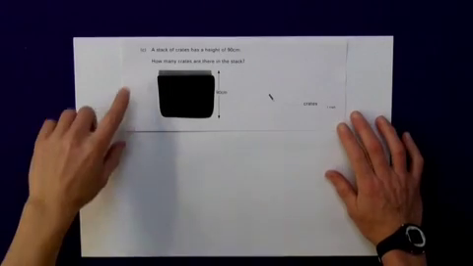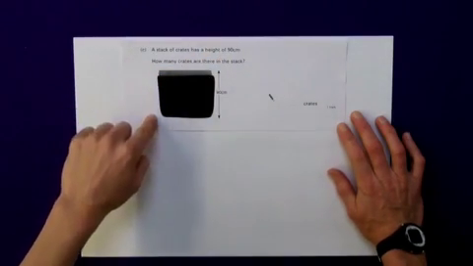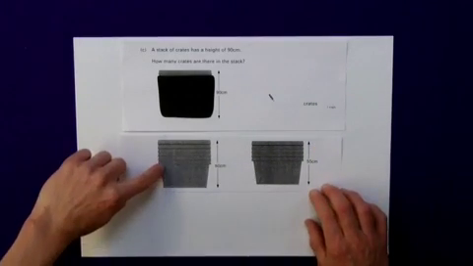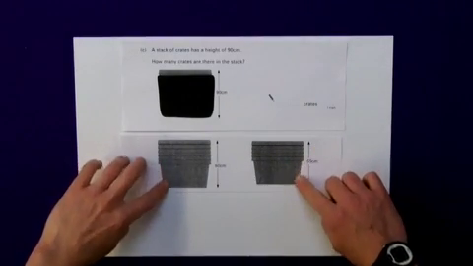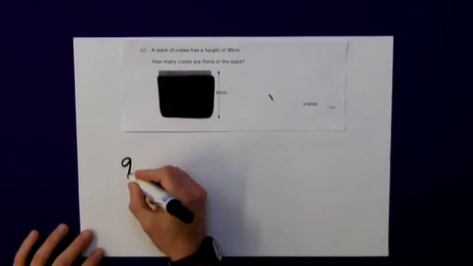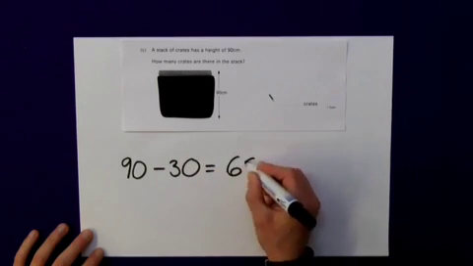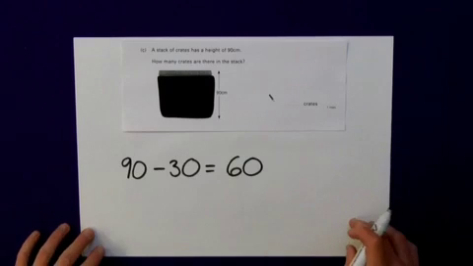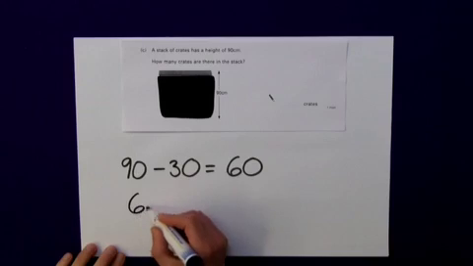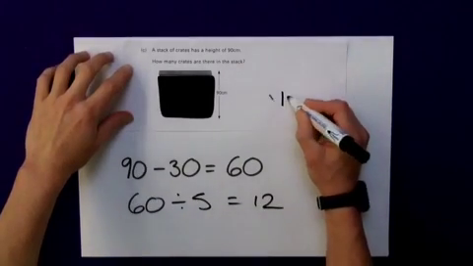The final part of this question asks, a stack of crates has a height of 90 centimetres, how many crates are there in the stack? Well, it's important to remember that no matter how many crates are actually in the stack, the base section always equals 30. So, if the total height is 90, and our base is always 30, that will leave a total of 60 centimetres for the number of rims, remembering that each rim was worth 5 centimetres. So our answer is simply 60 divided by 5, which is equal to 12 crates. So that would be my answer there.